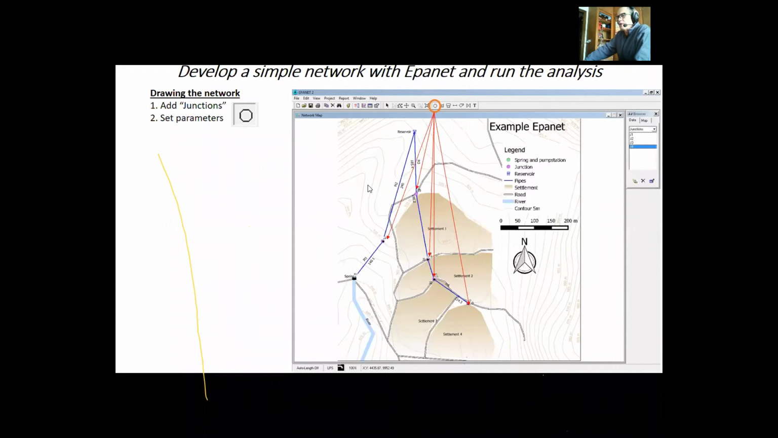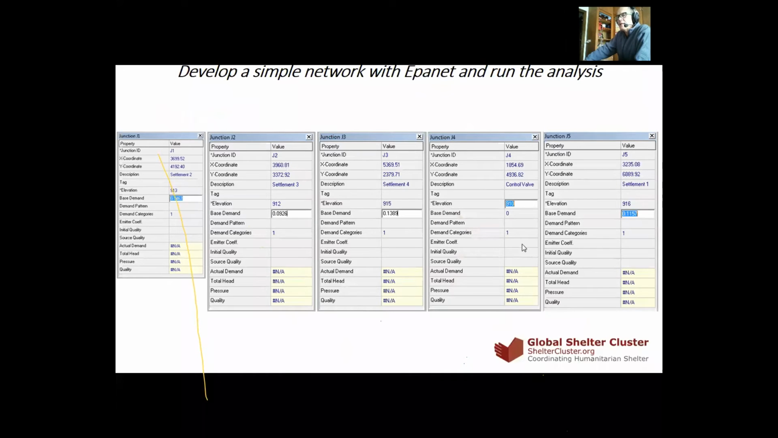Okay, you can see where I have put the junction. And then each junction will receive a name: junction 1, junction 2, 3, 4, 5. And important for the junction, maybe a description. Junction 1 will give water to settlement 2. Description, anyway, it's free. It's not important. Important is that you have the elevation of the junction. This is extremely important. And the base demand.